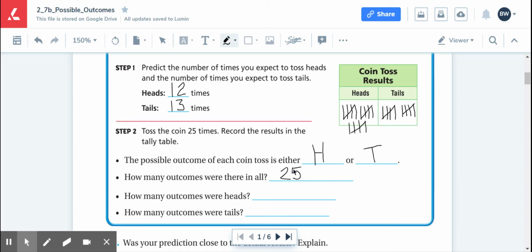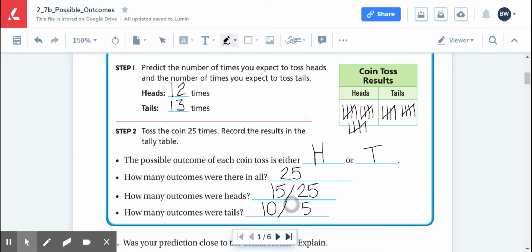How many outcomes were heads? Well, I had 15 heads. And if I wanted to write it in probability terms like a fraction, I could do 15 out of 25 times. How many outcomes were tails? Well, 10 were tails. And then I could write it for probability 10 out of 25 times.